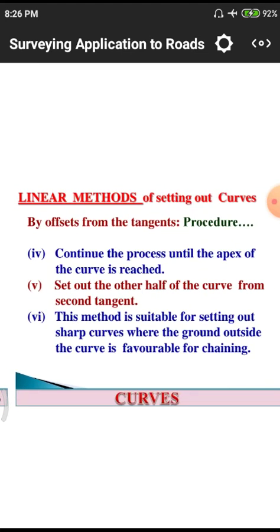Apex of the curve is reached. Set out the other half of the curve from the second tangent. That means here we have both tangents, T1 and T2. So far, from T1 to the center point of the curve we have given offsets and marked the points. In the second half, we mark the tangent 2, that means T2. From the T2 points we give offsets at equal intervals, from 1 meter, 2 meters, 3 meters, and mark the respective positions on the curve, until it reaches 15 meters length.